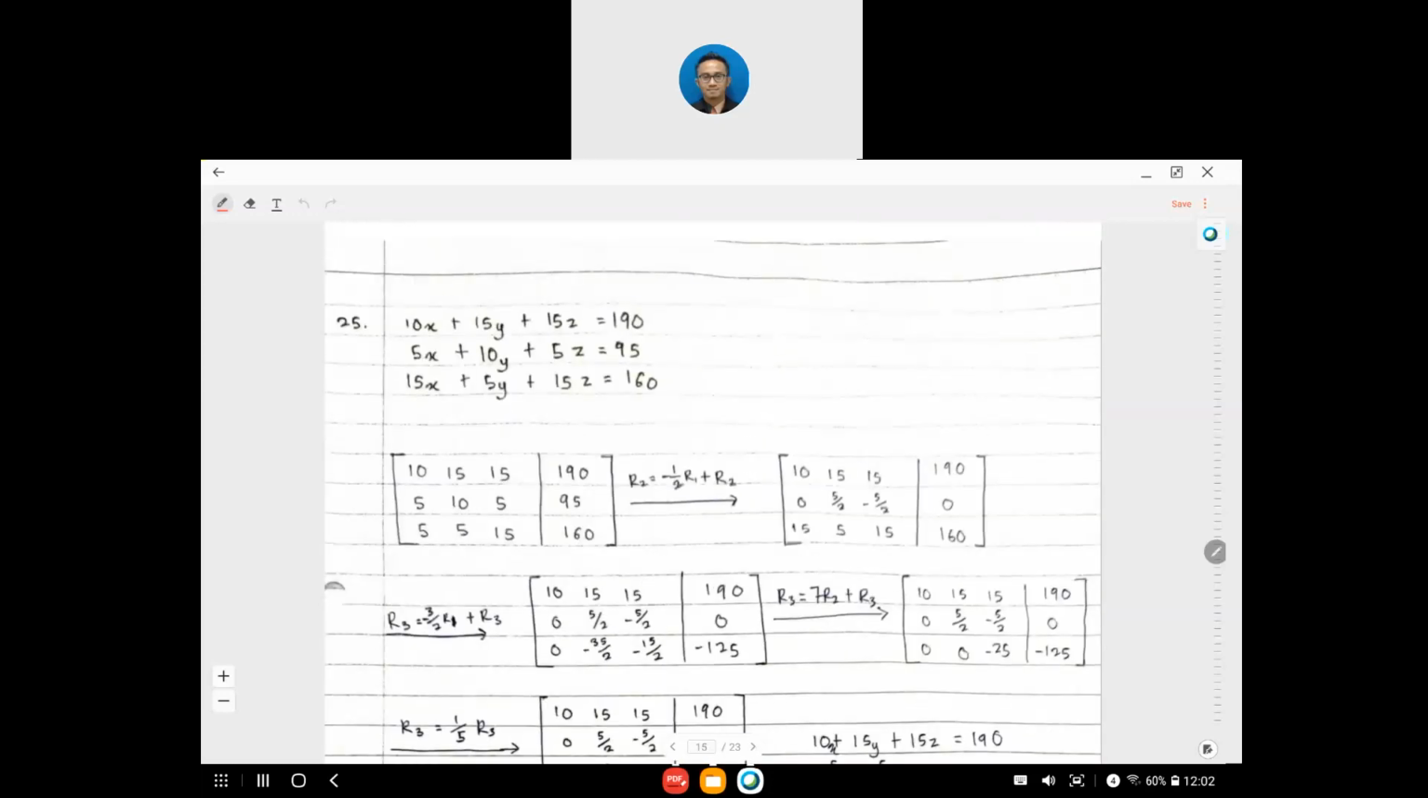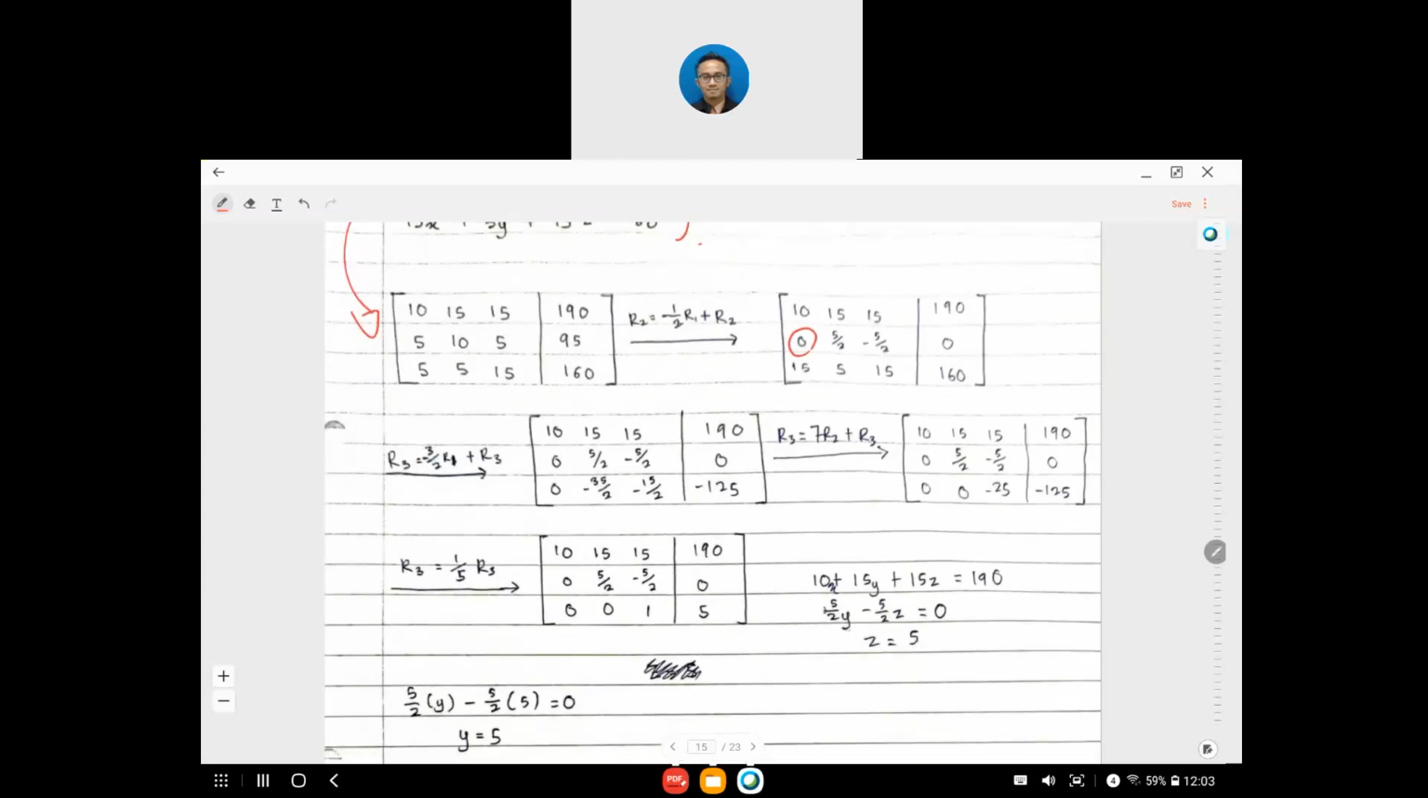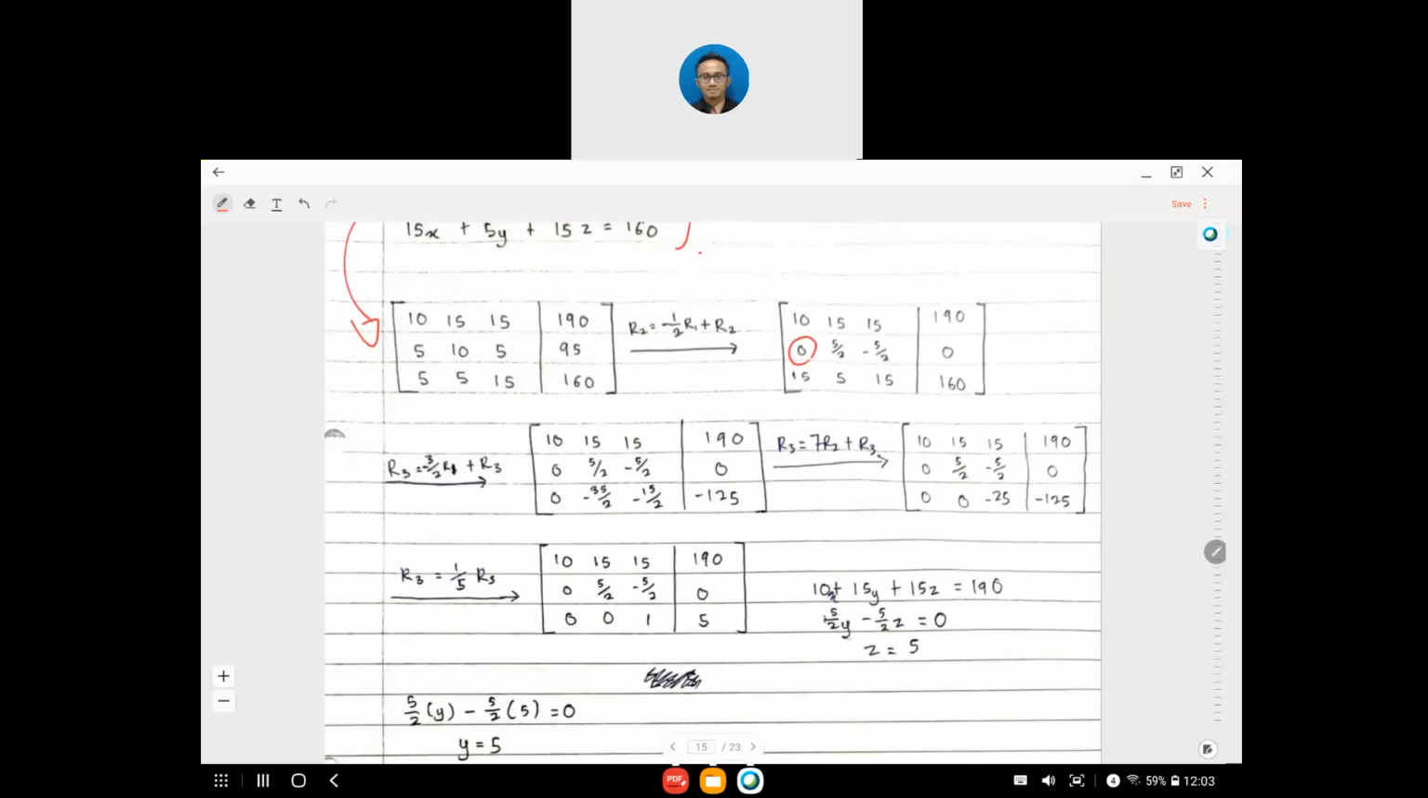Question 25. Question 25 also a same thing. Okay, it is given in terms of application problem. Transform in terms of linear equation and then change to augmented matrix. So you can get this value. And then, okay, so apa ni dia buat ni? R2. Jadikan, dia jadikan R2 dulu kosong pun boleh. Okay. So awak akan dapat this matrix.